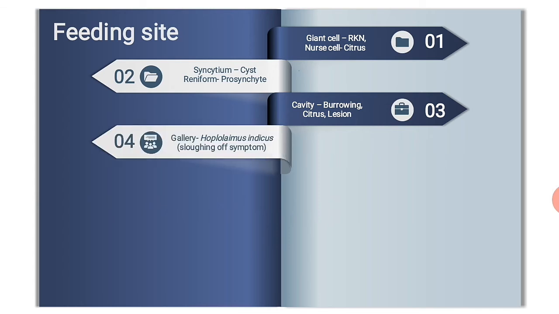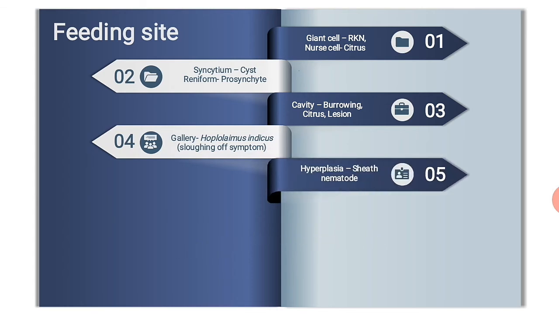Next, gallery formation. It is formed by lance nematode, that is Hoplolaimus indicus. The important symptom is sloughing of symptom. What is sloughing of symptom? When feeding causes spongy brown cortical areas, that cortical root cells get sloughed off, that is shedding of dead tissues, casting of dead tissues.